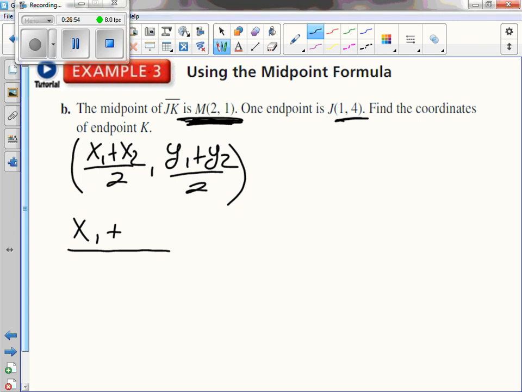They told us an x value is 1, because that's one of the endpoints. And then they tell us the midpoint is 2. They gave us an endpoint and they gave us the midpoint. So they gave us one of the x values that we're plugging in, and they told us what's going to finish out is 2.